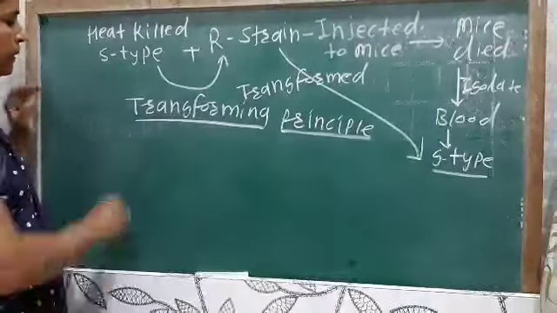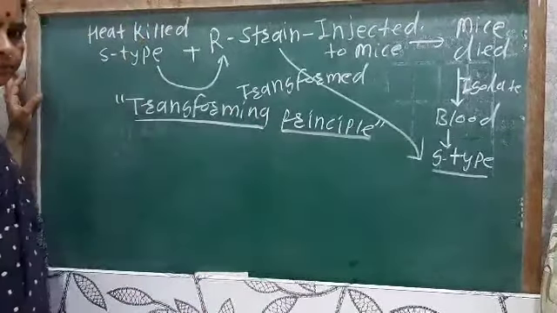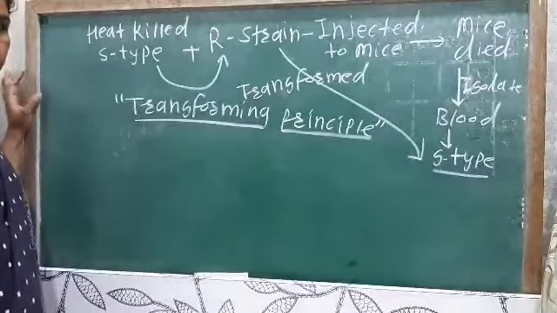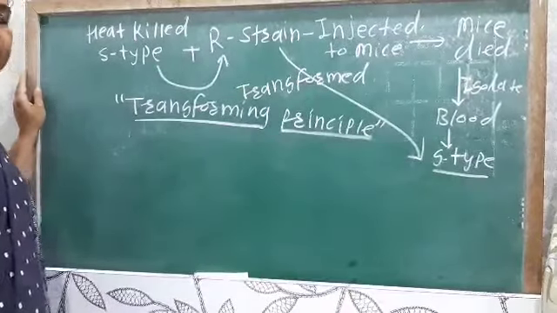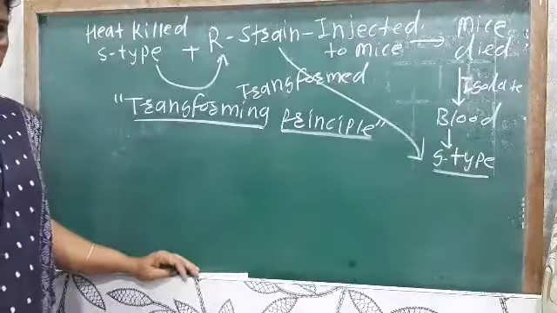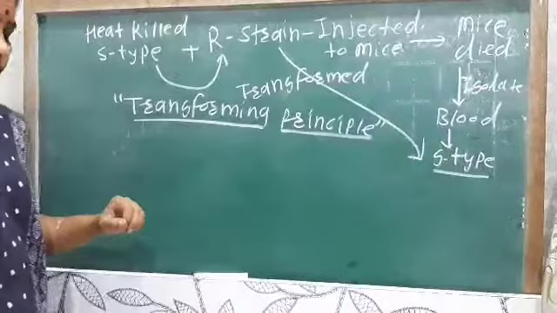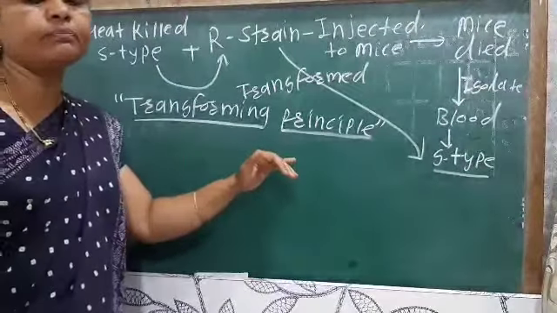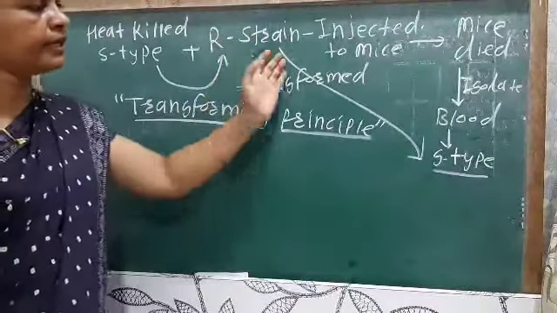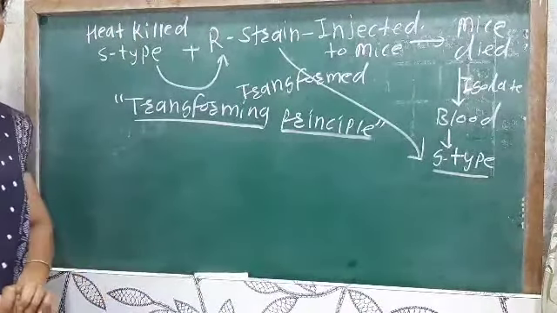So here Griffith concluded that there is one transforming principle, but which is the transforming principle? Is it DNA, is it RNA, or is it the protein, or the carbohydrate? It was not proved by Griffith which is the transforming principle. He only told that there is a transforming principle, due to which the R strain gets transformed into the S type.